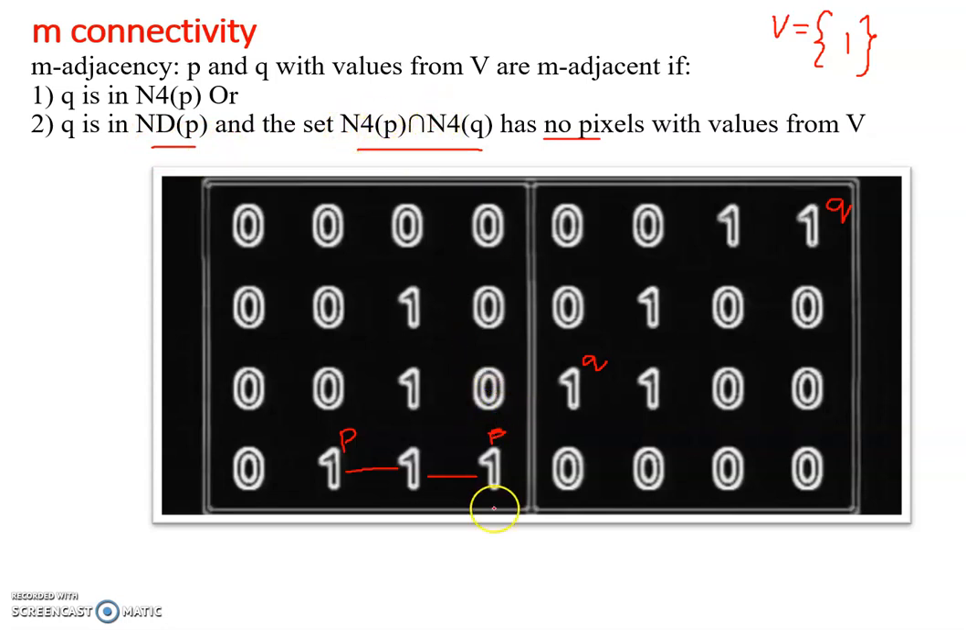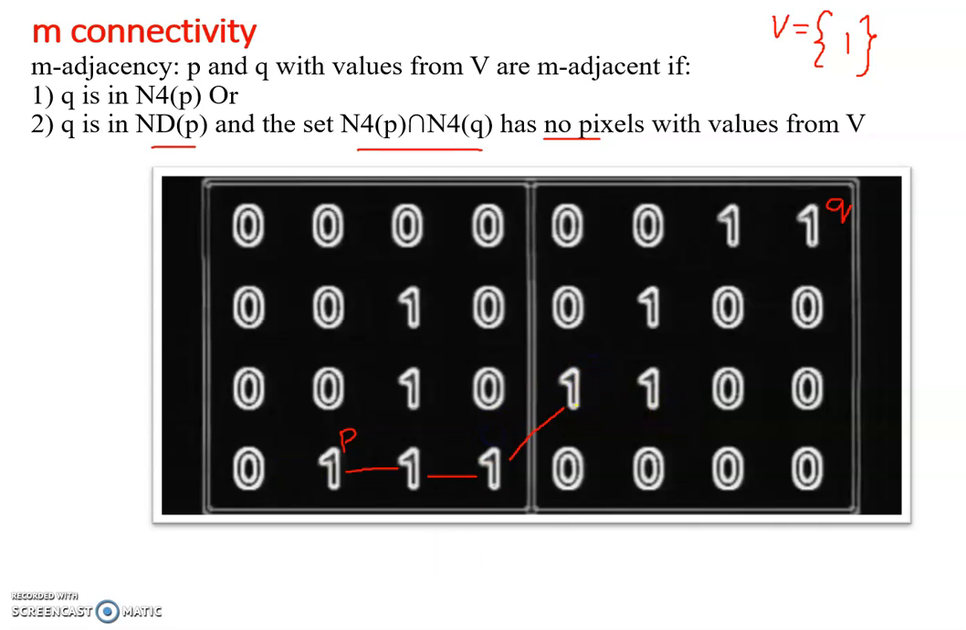That is, if I take N4 of P and N4 of Q, N4 of P intersection N4 of Q will be this as well as this. It is not taking a value from the set V, so I can make a connection from P to Q. If any of these elements was 1, I cannot do the connection. Since it is not taking a value from set V, I can make the connection from P to Q. Okay, so this connection is possible. Now I have reached this point.